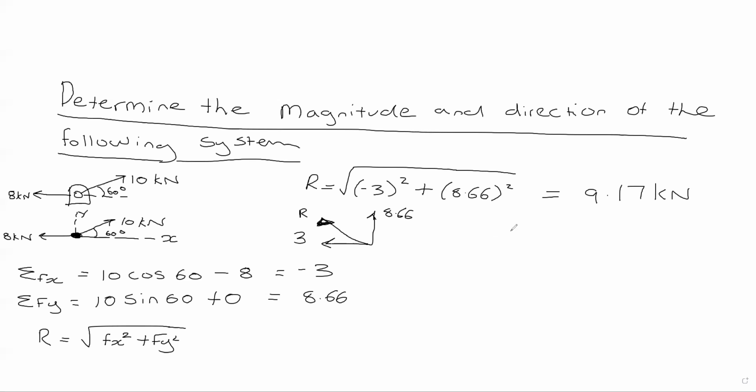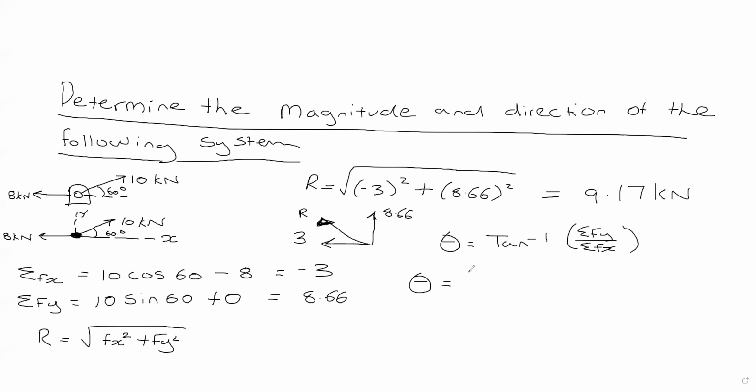So now we can start off by working out the direction. To work out the direction, again, we've got a formula for that. Theta equals tan inverse, tan minus 1, of the sum of the forces in the y direction over the sum of the forces in the x direction.